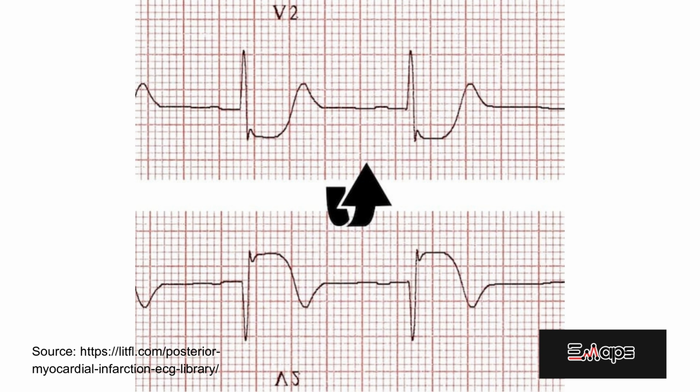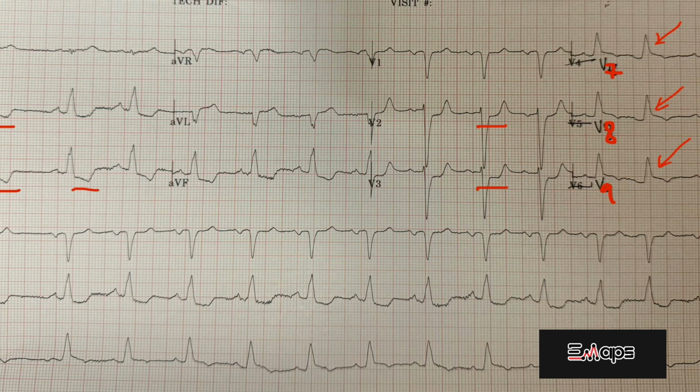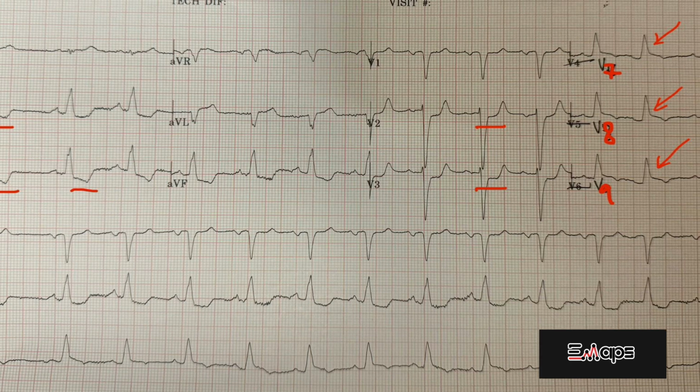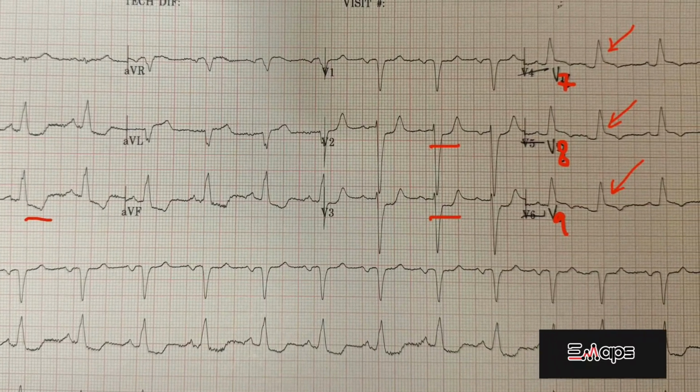If you flip the EKG from bottom to top and look at it from the backside against a light source, you will appreciate what looks like ST elevation in V2 and V3. And so, we did a posterior EKG by taking the leads V4, 5, and 6 and placing them just inferior to the left scapula, now calling them V7, 8, and 9. Then we reran the EKG, and now you can see a clear posterior STEMI in V7 through V9.